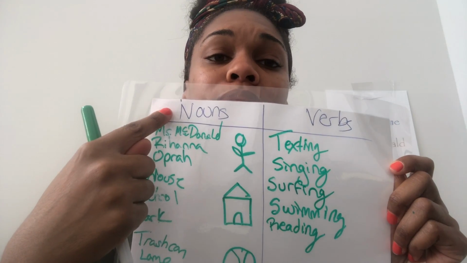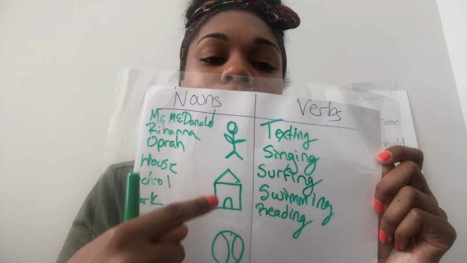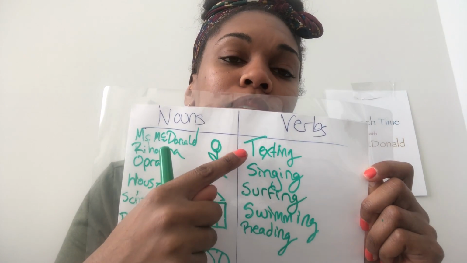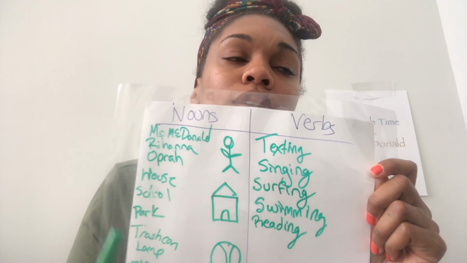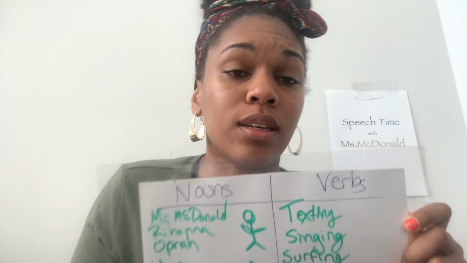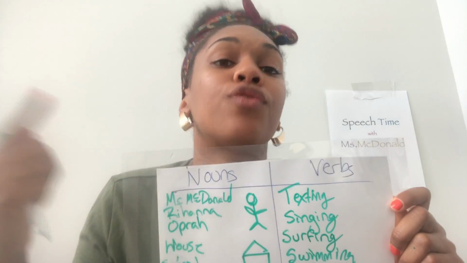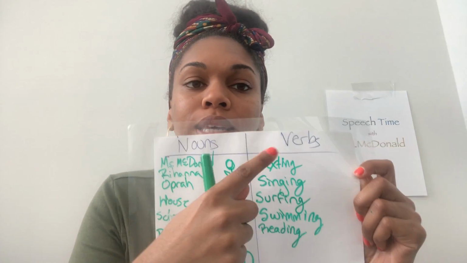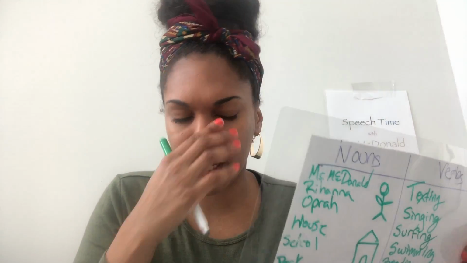We've written down nouns, which is a person, a place, or a thing. And we've written down verbs. Things like texting, singing, surfing, swimming, laughing, eating. These are verbs, things we can do with our bodies. Kicking, jumping, dancing, whatever you can think of. You can do these things with your body. These are verbs. All right, guys.